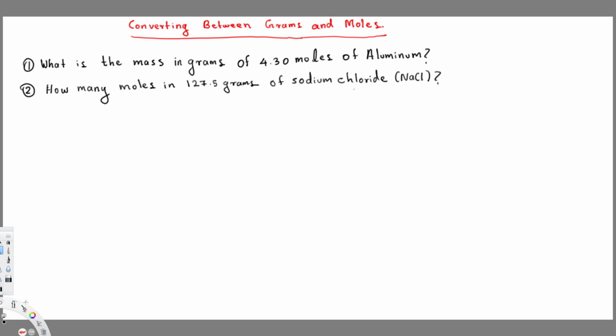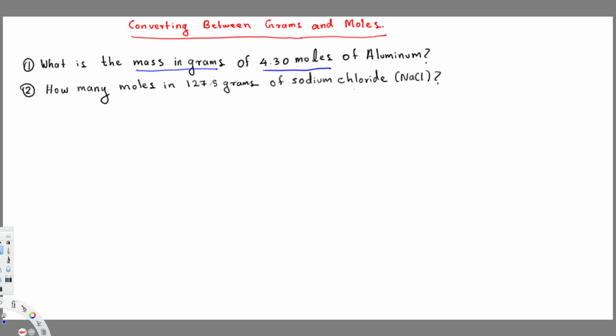Let's do this problem right here. So we have questions about converting between grams and moles. The first question is asking, what is the mass in grams of 4.3 moles of aluminum? We have the moles provided, and they are asking to find the mass in grams. So this is the question, and let's see how we can find it.